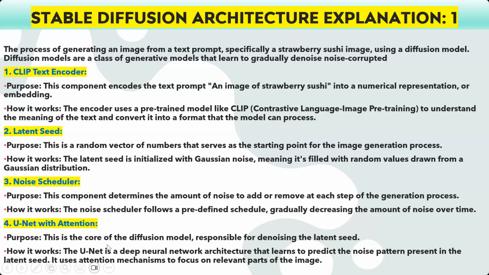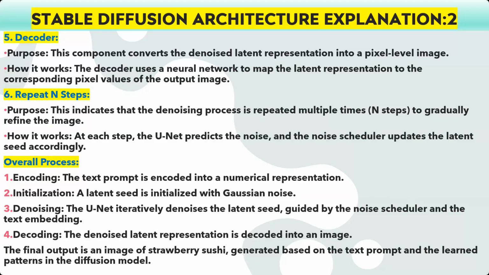UNet. What is UNet? This is the core of the diffusion model. Internally, the UNet is a deep neural network architecture that learns to predict the noise pattern present in the latent seed. That's why I shared this document so you can understand. All these concepts are handled by Hugging Face, so we cannot do these things manually. It will take more time, guys.